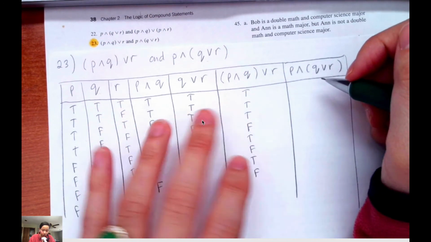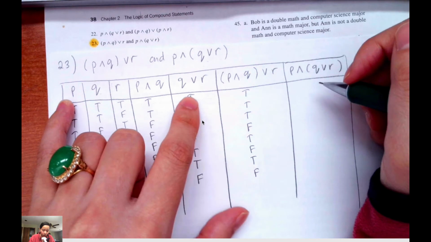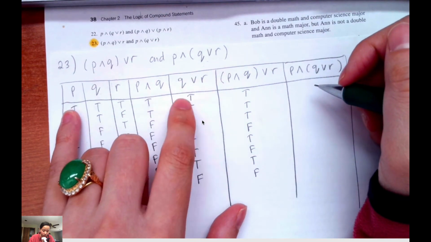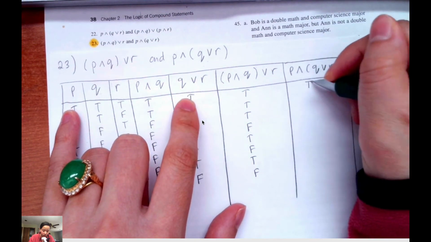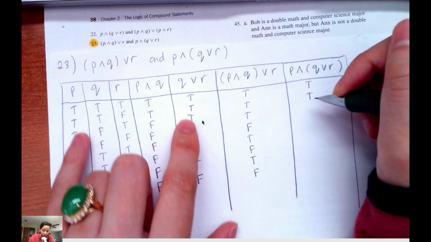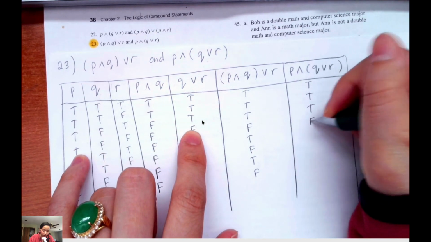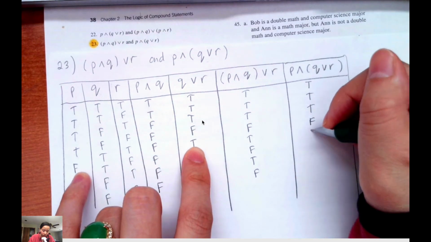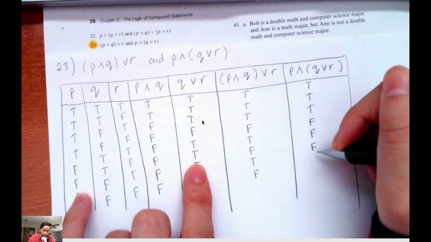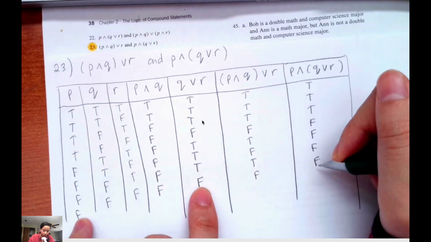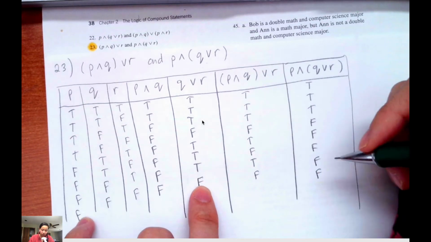And then now we have to compare P and Q or R. So true and true is true. True and true is true. True and true is true. True and false is false. False and true is false. False and true is false. False and true is false. And false and false is false.